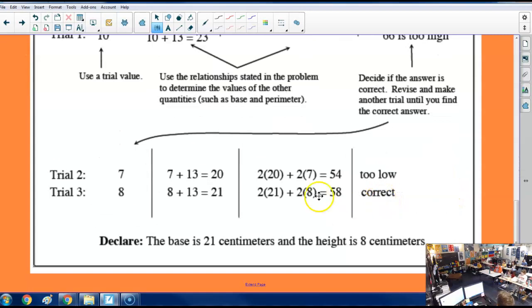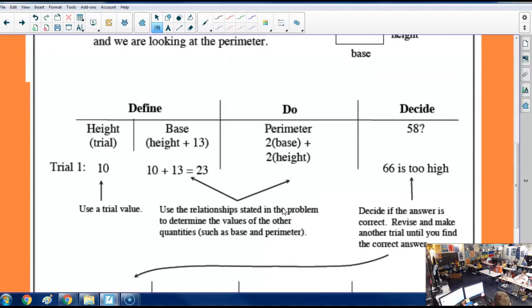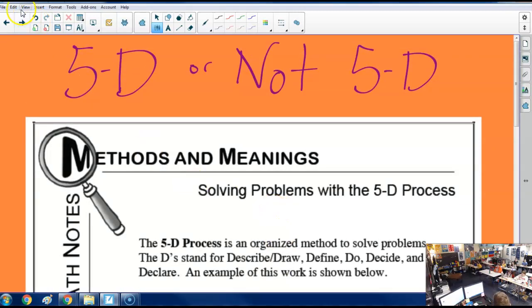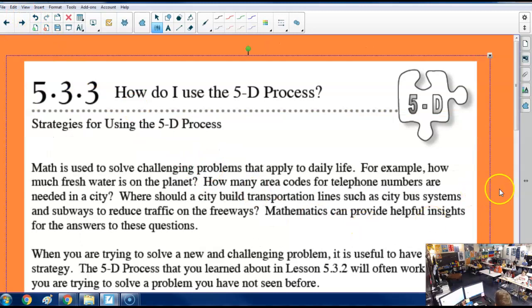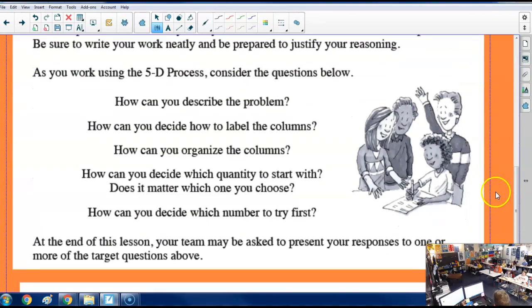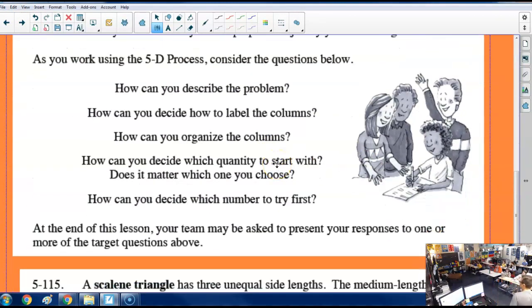Now, as we talked about yesterday, we don't have to use the 5D process. We might use an algebraic process. So today, as we work through these problems, the questions that you want to center yourself on are right here. Does anyone want to read for us? We don't all have to read, just one person. Bella, go ahead and read those questions for us.